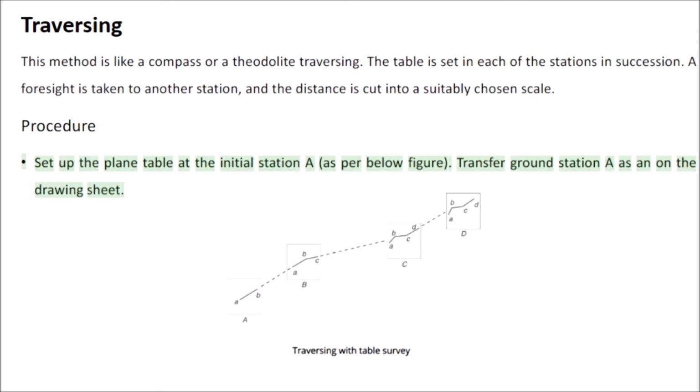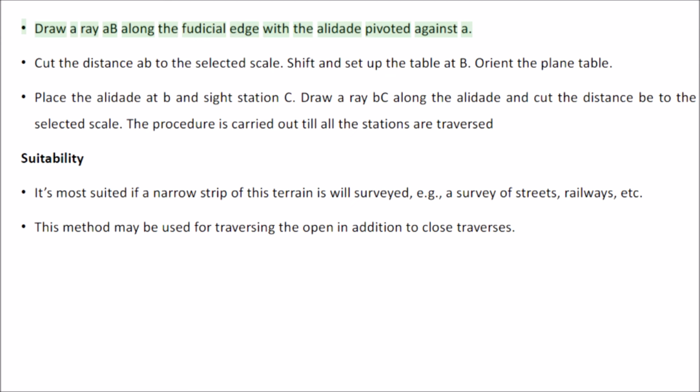Procedure. Set up the plane table at the initial station A as per the figure below. Transfer ground station A onto the drawing sheet. Draw a ray along the vertical edge with the eye dot pivoted against a. Cut the distance AB to the selected scale. Shift and set up the table at B. Orient the plane table. Place the eye dot at b and sight station C. Draw a ray BC along the eye dot and cut the distance BC to the selected scale. The procedure is carried out till all the stations are traversed.